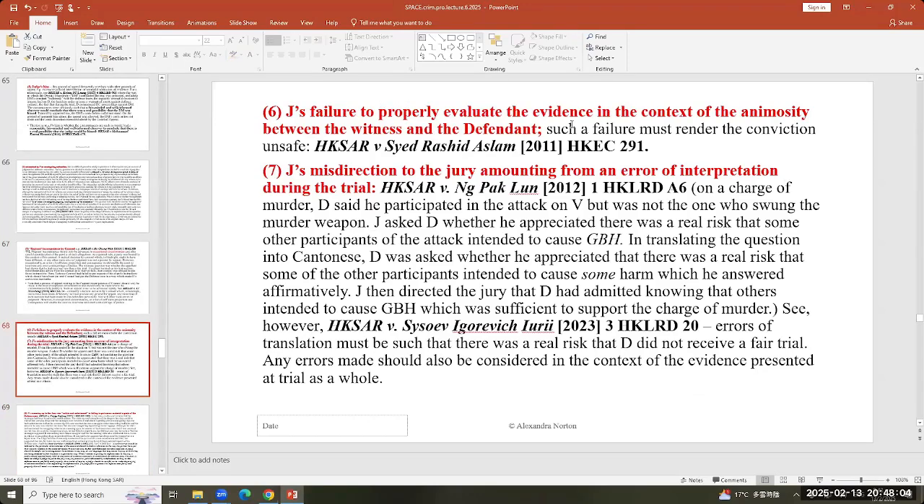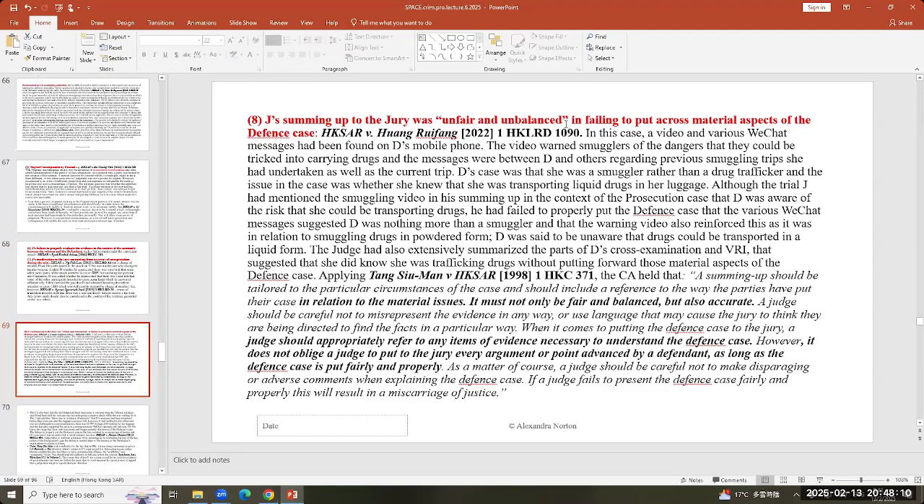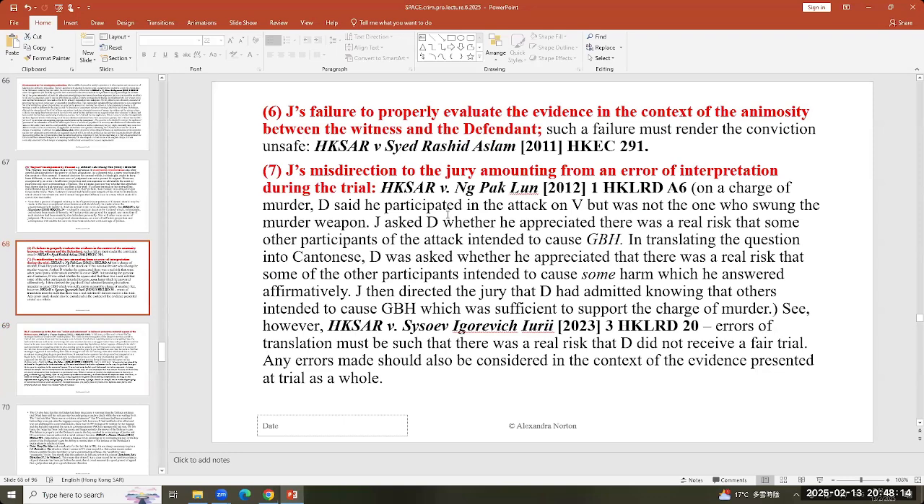Failing to properly evaluate the evidence. This really also overlaps with the summing up being unfair and unbalanced. We'll talk about that in a minute. But if there has been an error of interpretation during the trial, and as a result, that's caused the judge to wrongly misdirect the jury, then that could also render the conviction unsafe or unsatisfactory. So I think you can read this in Pat Malone case.